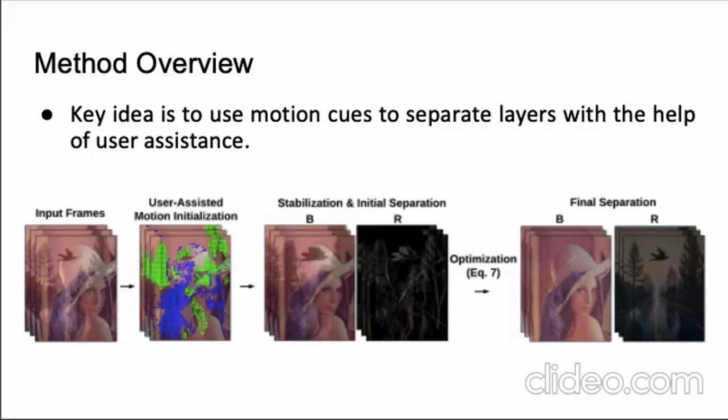To have a general overview of the method we're using here, the key idea is to use motion cues to separate the layers with the help of user assistance. The pipeline of our method is shown in the following figure. We start by estimating the motion of each layer with the help of user assistance. We then utilize the estimated motion to stabilize both layers and provide some initial separation. We then perform an optimization process on the initially separated layers to provide the final output for each layer.